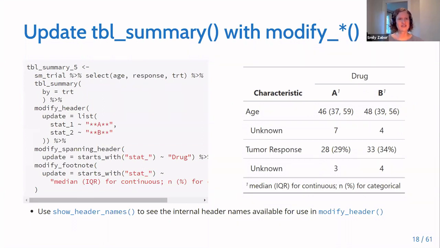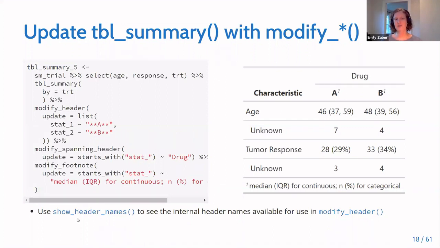So the modify functions can modify different parts of the table. Here I'm going to modify the header first with a call to modify header. And I'm using a list to modify the name of the drug A and drug B columns. And I'm calling stat_1, I want to just name it A, stat_2, I'm going to name this B. And then I'm additionally going to modify the spanning header, which is the header that spans those columns, and call it drug. So instead of having a single label that says drug A and drug B, I now have drug across this column in A and B.